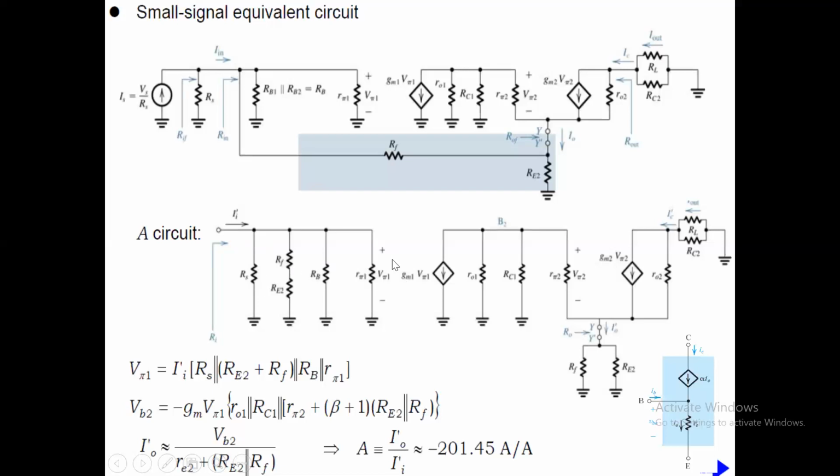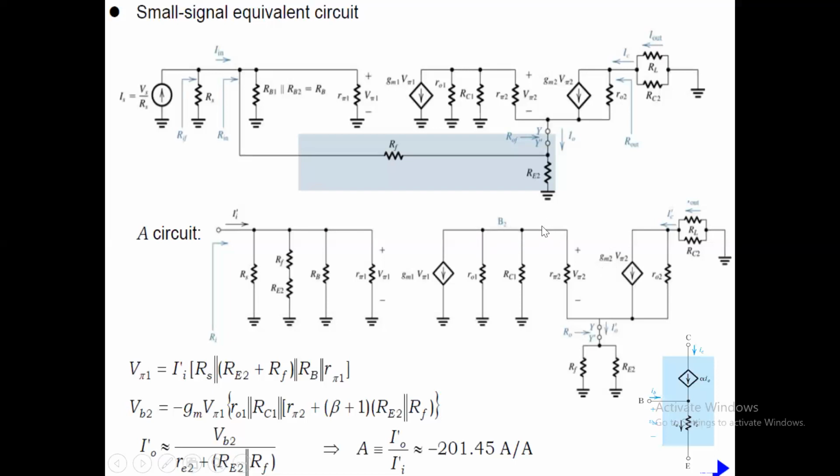So the value of V pi 1 will be Ii into the parallel combination of all these. And that is what is mentioned here. V pi 1 is equal to Ii dash, and RS in parallel with RE2 plus RF in parallel with RB in parallel with R pi 1. So this is the equation to find V pi 1. Having found V pi 1, then we can find the value of VB2 here.